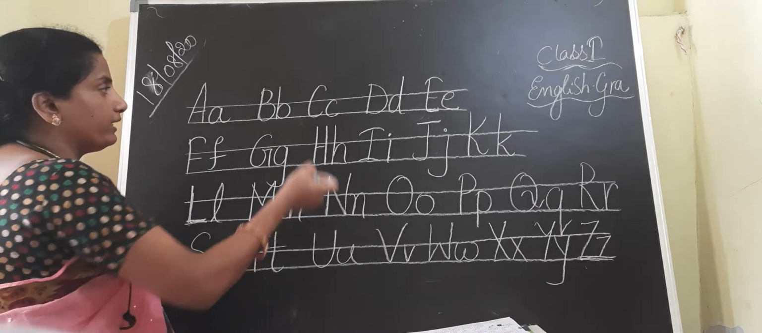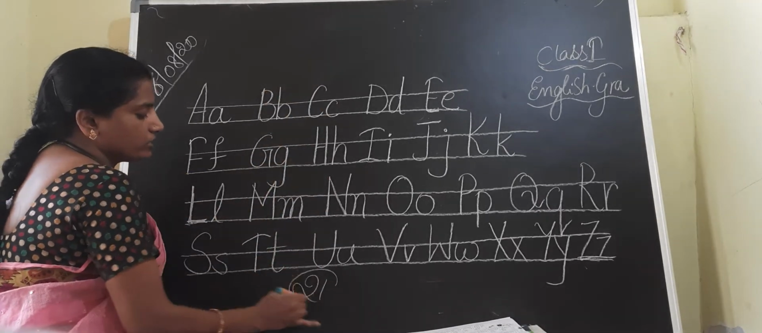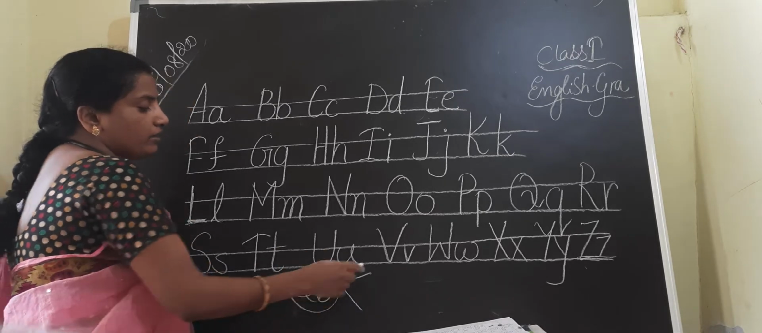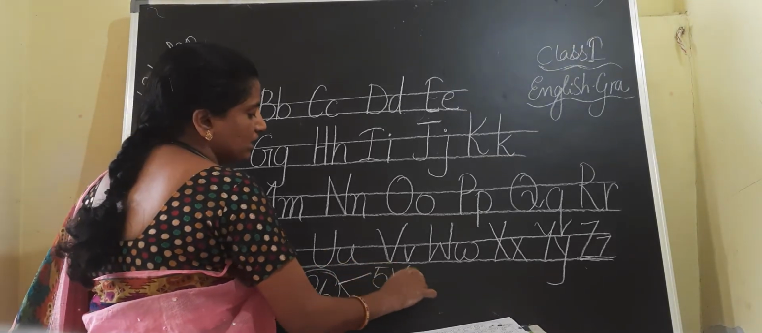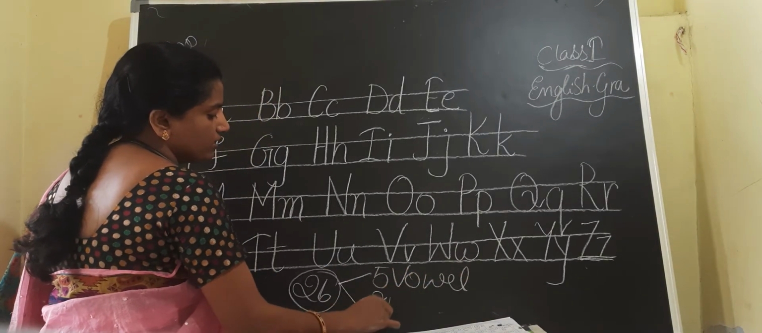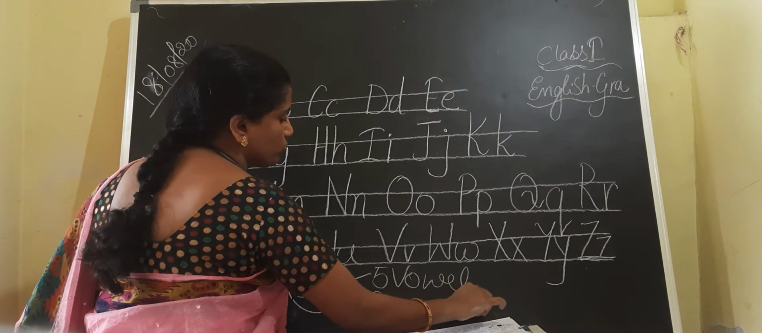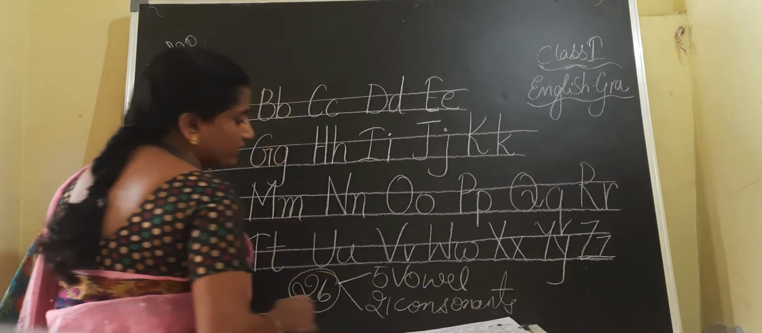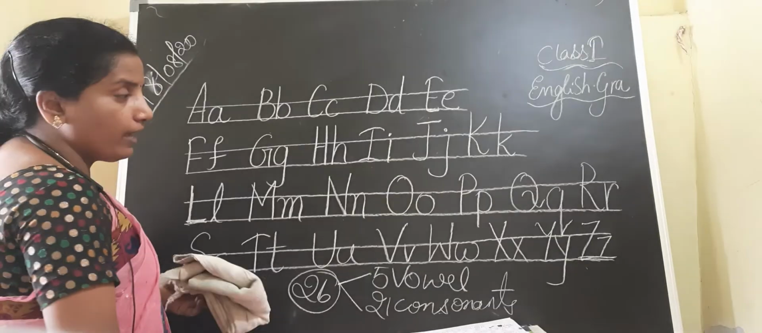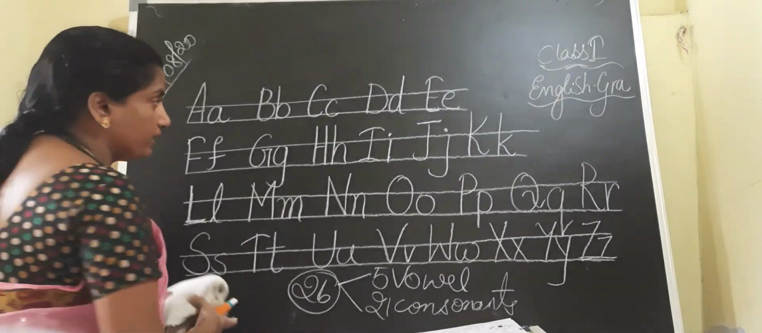How many letters are there in the alphabets? How many alphabets are there in the English language? 26, which have been divided into 5 vowels and the remaining 21 consonants. Today we are going to learn about the vowels and the consonants and how to use A or An. Okay, children, is it clear? This order is known as alphabetical order.